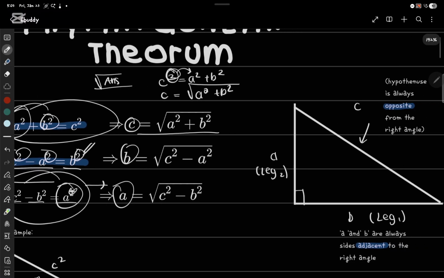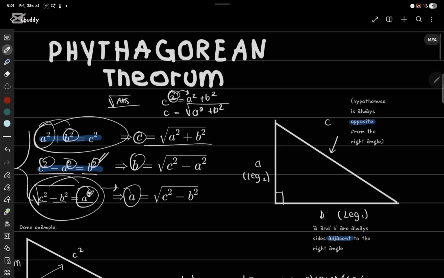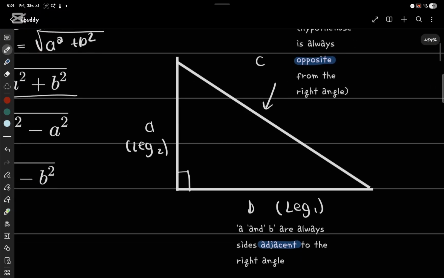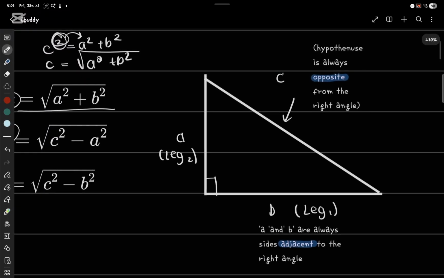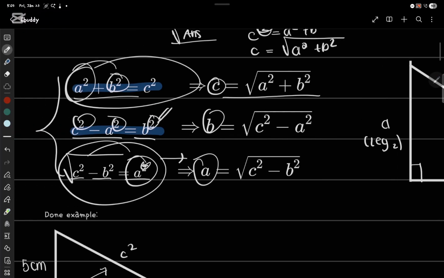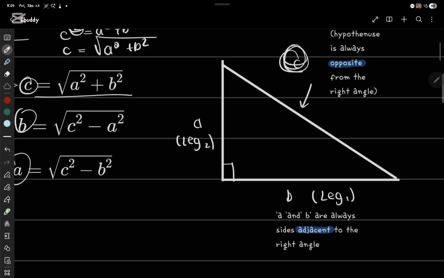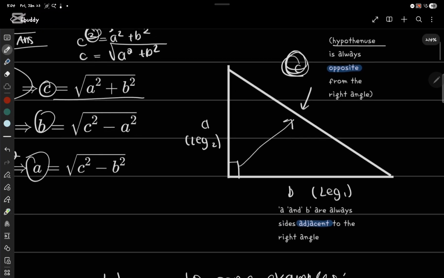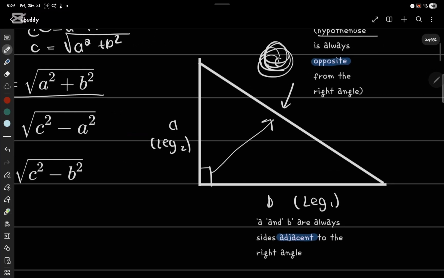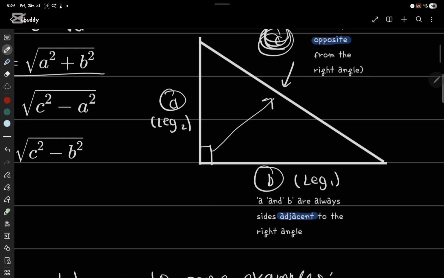Okay, so what does the ABC even mean? So this is the diagram. C, as in a squared plus b squared equals c squared, C is the hypotenuse, which is the side opposite to the right angle. See, so it's opposite to the right angle, and A and B are the legs of the right triangle, so they're the sides that are adjacent to the right angle.